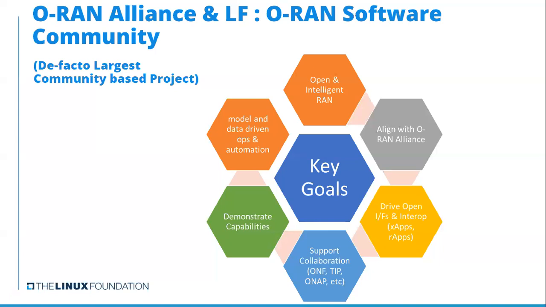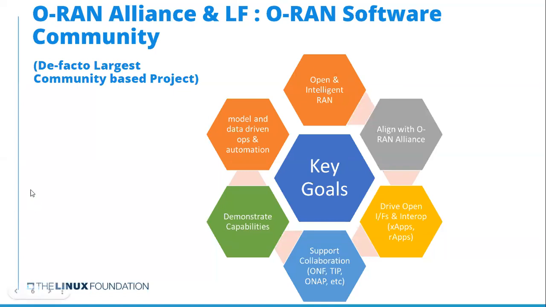Okay, and the other aspect of the ORAN software community's goal is basically collaboration, to support collaboration. When I say support collaboration, there are so many other groups which are complementing ORAN SC and the ORAN Alliance. For example, TIP is one, ONAP, there are many other groups, and each one complements the entire ORAN goal in different ways. I will cover them in the subsequent slides.